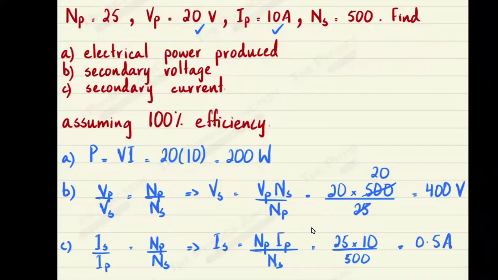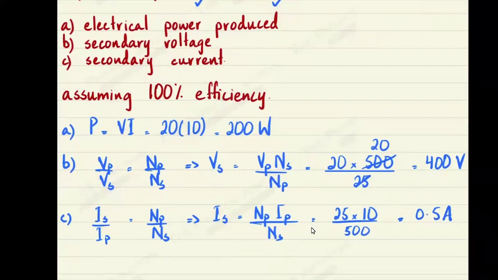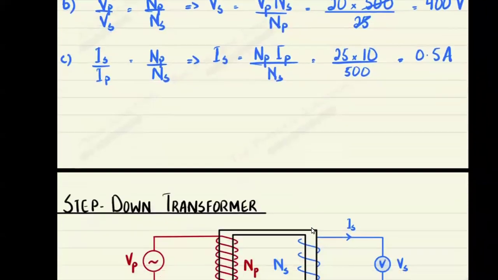And you would get the same thing, as you can probably already see, using P equals VI. So this would be P, this would be V. And by dividing, you would get I as 0.5 amperes back again.